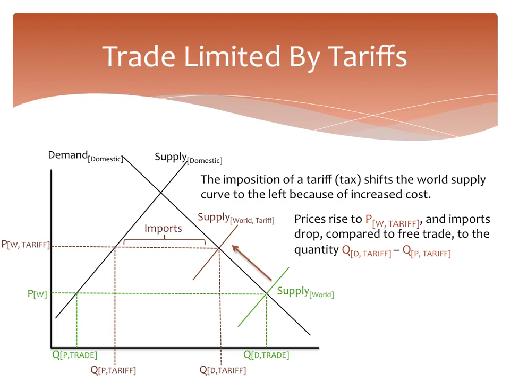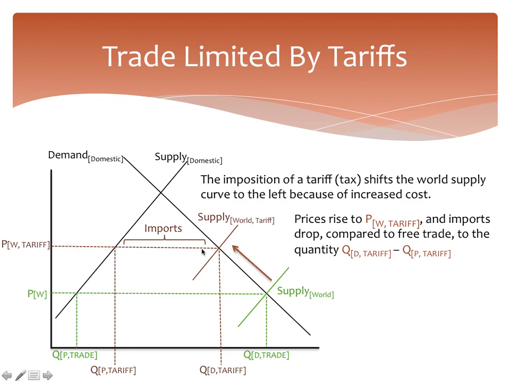Also, imports will now drop. You can see that happens for two reasons. The first of which is that the quantity demanded under trade will drop to the quantity demanded under tariff at that higher price, which is at the intersection of the new higher world price and the domestic demand curve. On the other side of the equation, the amount that domestic producers are willing to produce will slide up the curve here and also to the right, and you'll see that the quantity produced under the tariff at that higher world price will be greater than the production amount that was produced when we had free and unfettered trade.